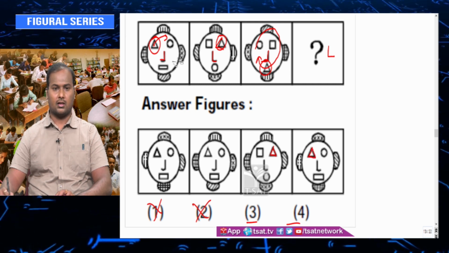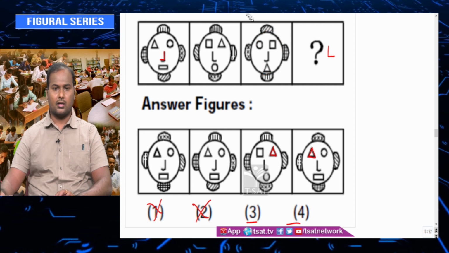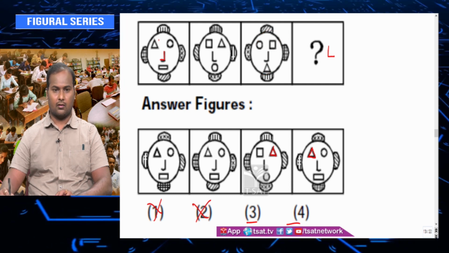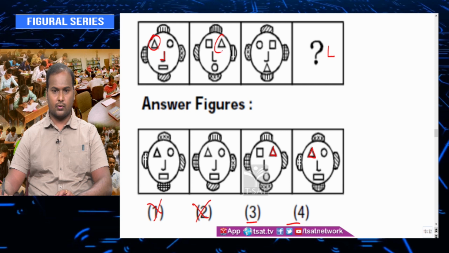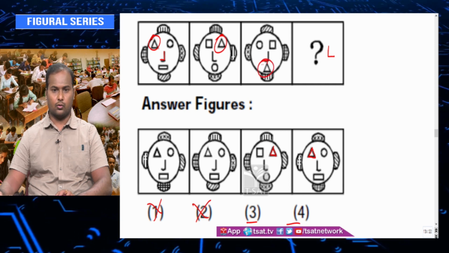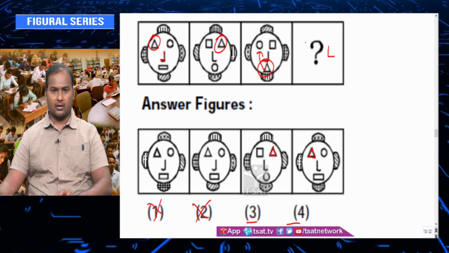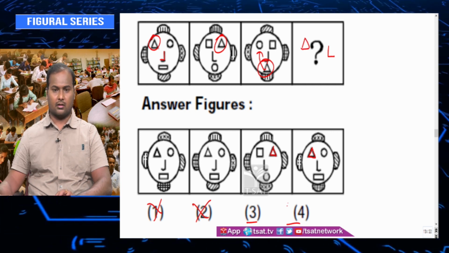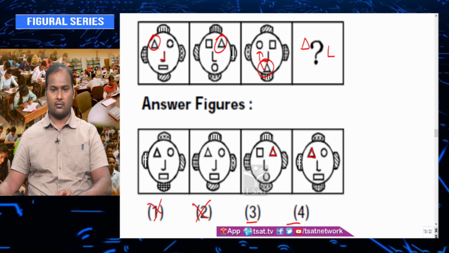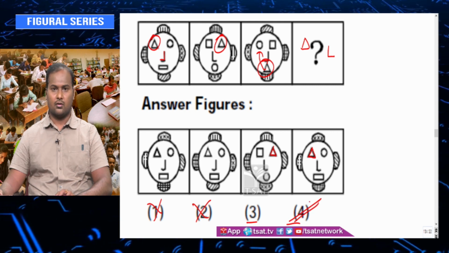Why? Because the triangle is rotating clockwise direction. Triangle from here move to this position, so move in the clockwise, again move to the bottom. Obviously, in the next figure, the triangle will move from here to there, so triangle will appear here. The moment I see this in between 3 and 4, my answer will be option 4.